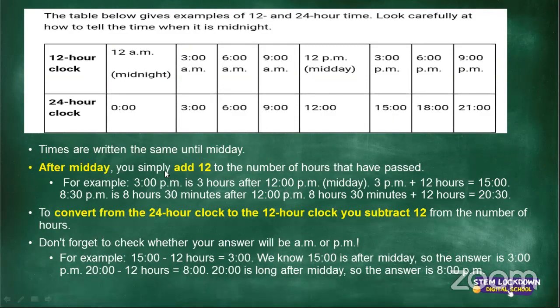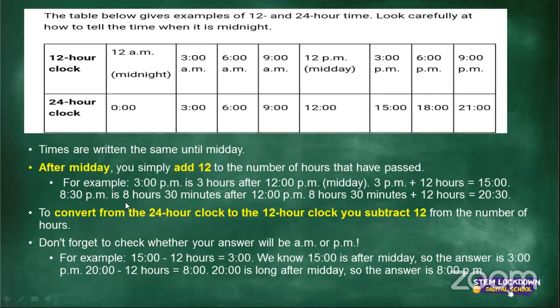After midday, you simply add 12 to the number of hours that have passed. For example, 3 p.m. is 3 hours after 12 p.m. So you work from midday. Your midday is your standard point. If you want to work out 3 p.m., 3 p.m. is 3 hours after 12 p.m. So you put 3 plus 12, then you get 1500. That's your time. That's 3 p.m. in the afternoon using the 24-hour clock.